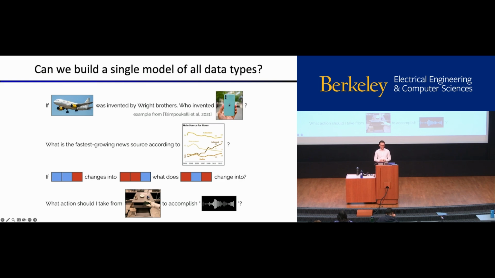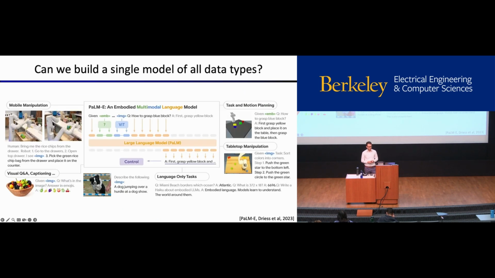Okay, so great. And then if this pattern of pixels changes into that pattern of pixels, what does this pattern change into? Can we get some sort of common sense reasoning out of this thing? Maybe if we build a model of all these different data types, we can get there. People are working on this.